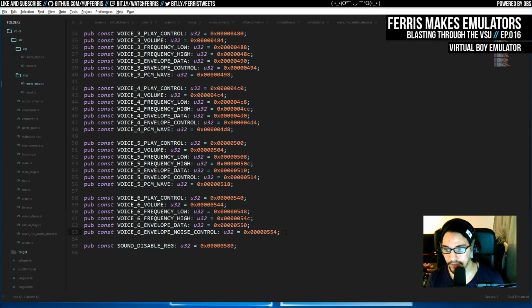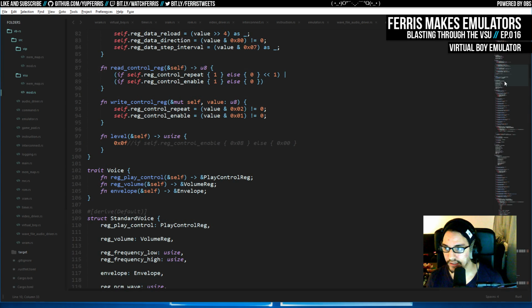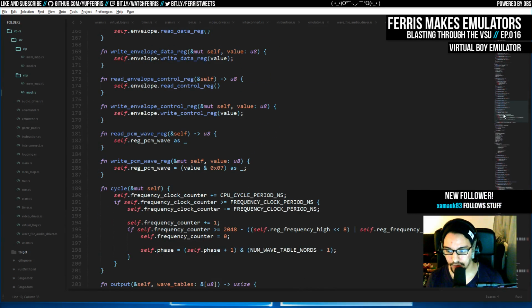So anyway, I added this other mapping, really straightforward. In the module here, though, I did quite a lot of stuff.